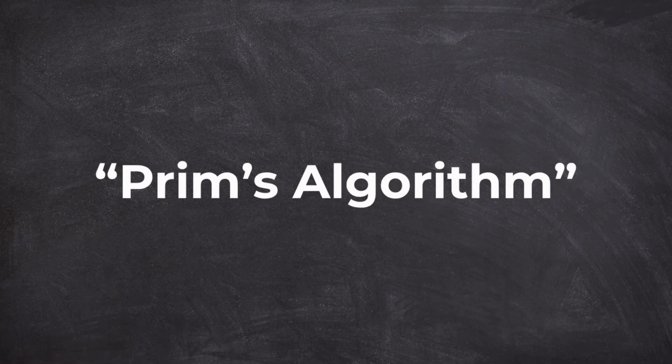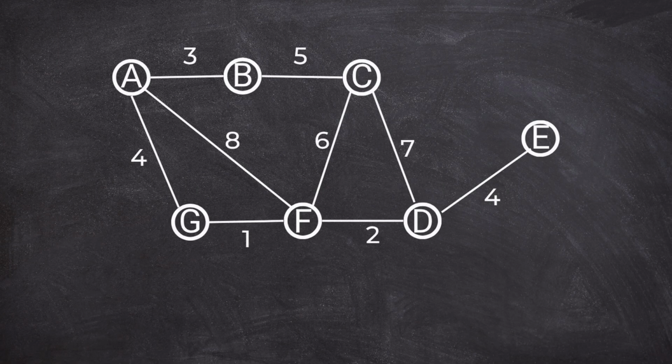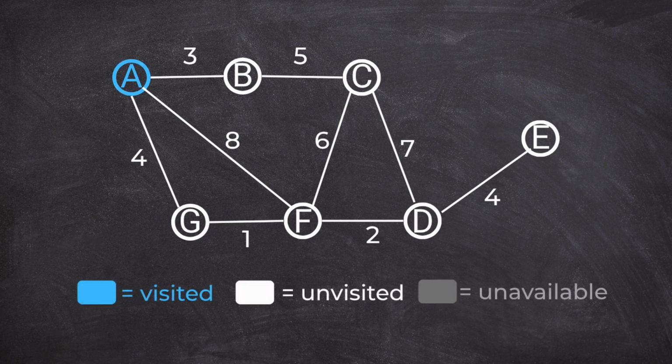Today, I'm going to show you how Prim's algorithm runs on a connected weighted graph. Look at this graph. Start from node A, so mark A as visited. From A, there are 3 edges going out, with costs 3, 8, and 4.